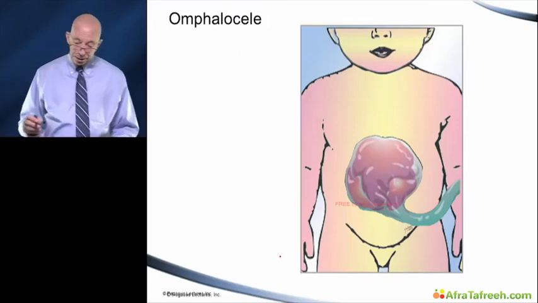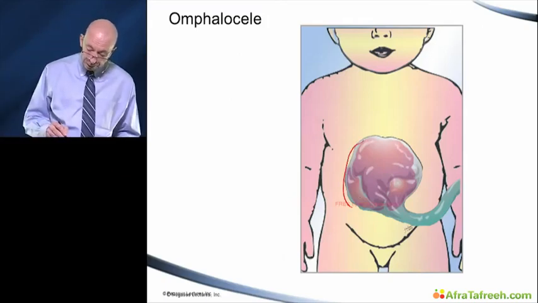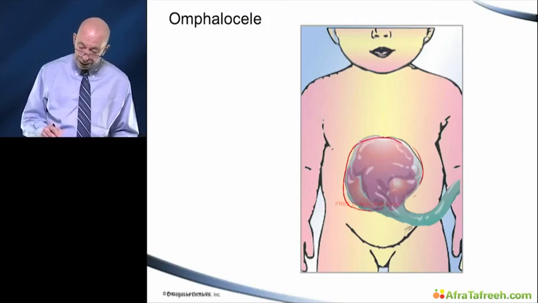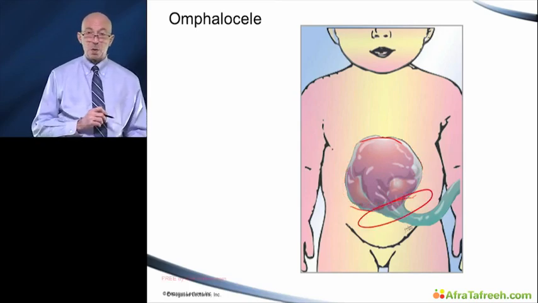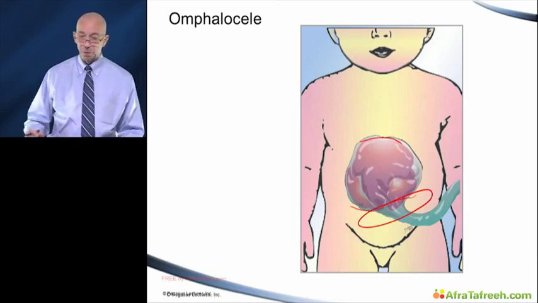The schematic demonstrates an omphalocele, herniated abdominal contents covered by a membrane into the base of the cord, so it's at the level of the cord insertion.